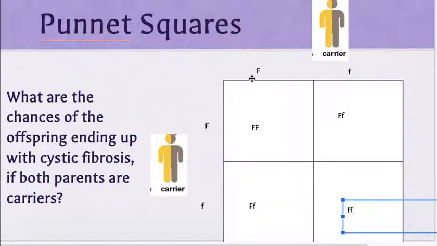What these mean: the big F once again refers to the good gene. The little f refers to the bad gene, the mutated gene. And there's a 25% chance that the kid ends up with two versions of the good gene, a 25% chance of two versions of the bad gene, and a 50% chance of one good, one bad. So in terms of the chances of the offspring ending up with cystic fibrosis, if both parents are carriers, that answer is 25%. So that would be this kid right here. There's a 75% chance that they don't have cystic fibrosis. So that's 25 plus 25 plus 25.